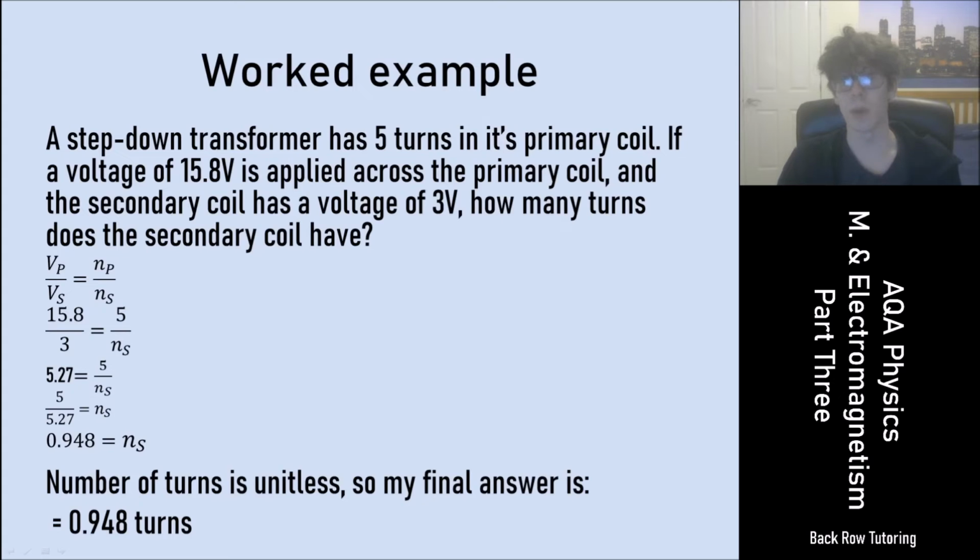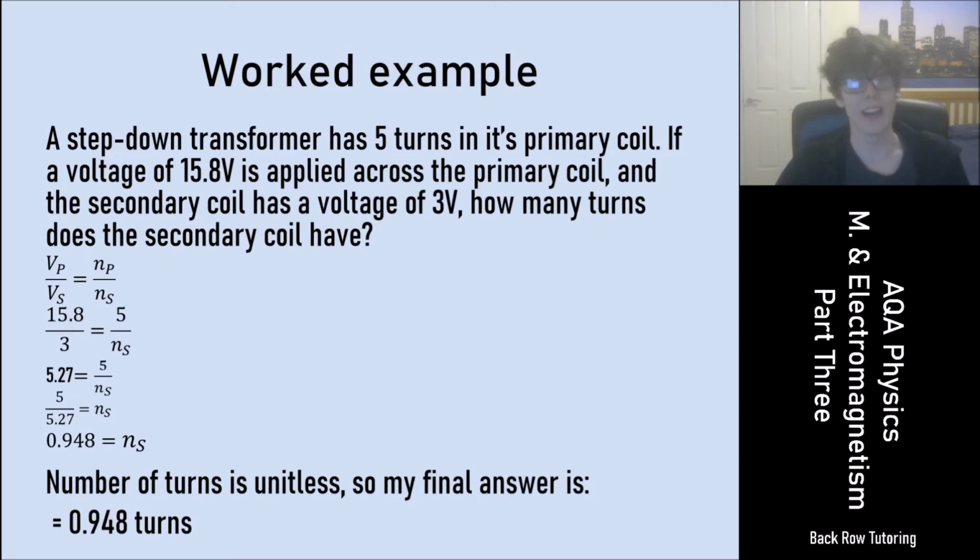Let's have a look at another worked example. A step-down transformer has 5 turns in its primary coil. If a voltage of 15.8 volts is applied across the primary coil, and the secondary coil has a voltage of 3 volts, how many turns does the secondary coil have?